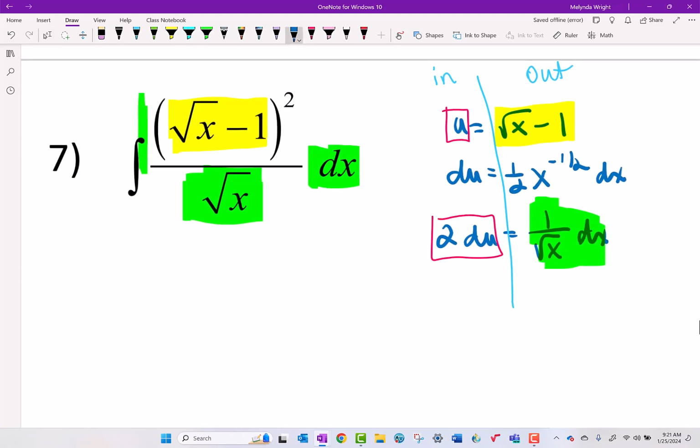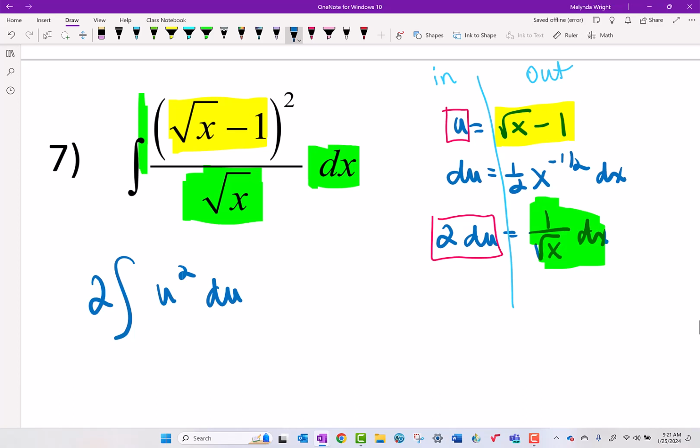So the 2, I really prefer to put outside the integral. I just prefer numbers on the outside. We've got u squared du. Doesn't that look so much nicer and cleaner than what we started with? That's going to be so much easier to work with. Is everybody okay on the rewrite?